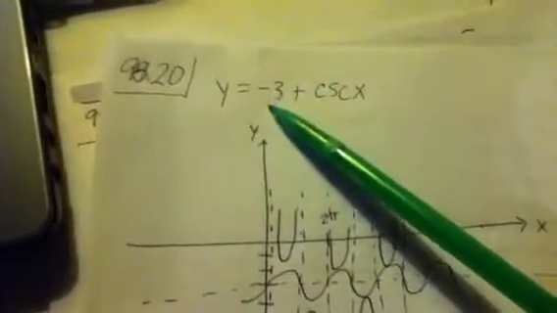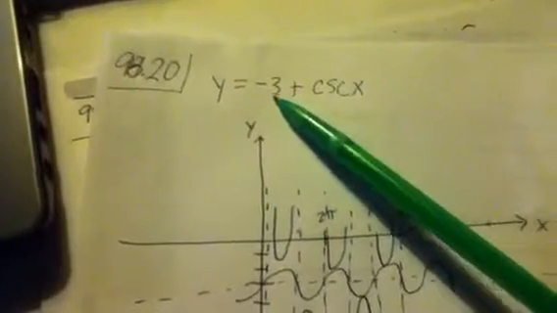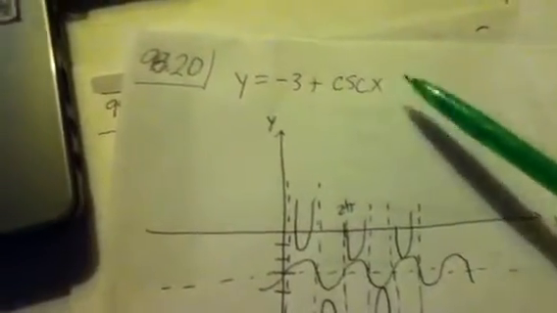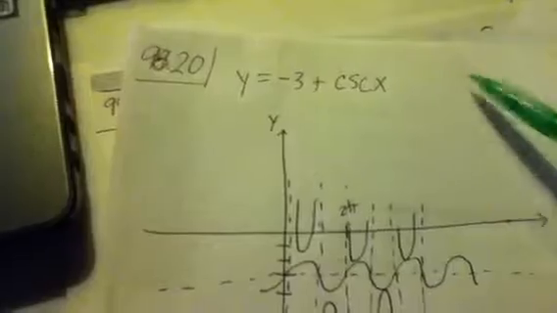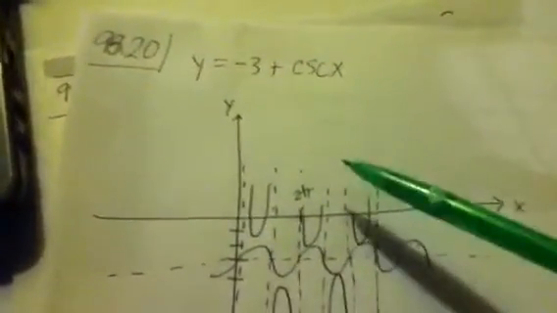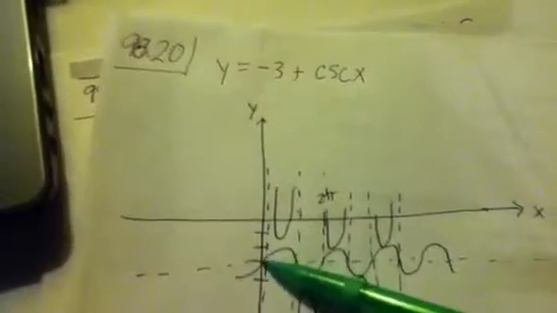The -3 gives me the midline down here at -3. Okay, the amplitude is just 1. The period and phase shift are just the same as the parent function, so period will be 2 pi and phase shift, well, it's just going to go through the origin.